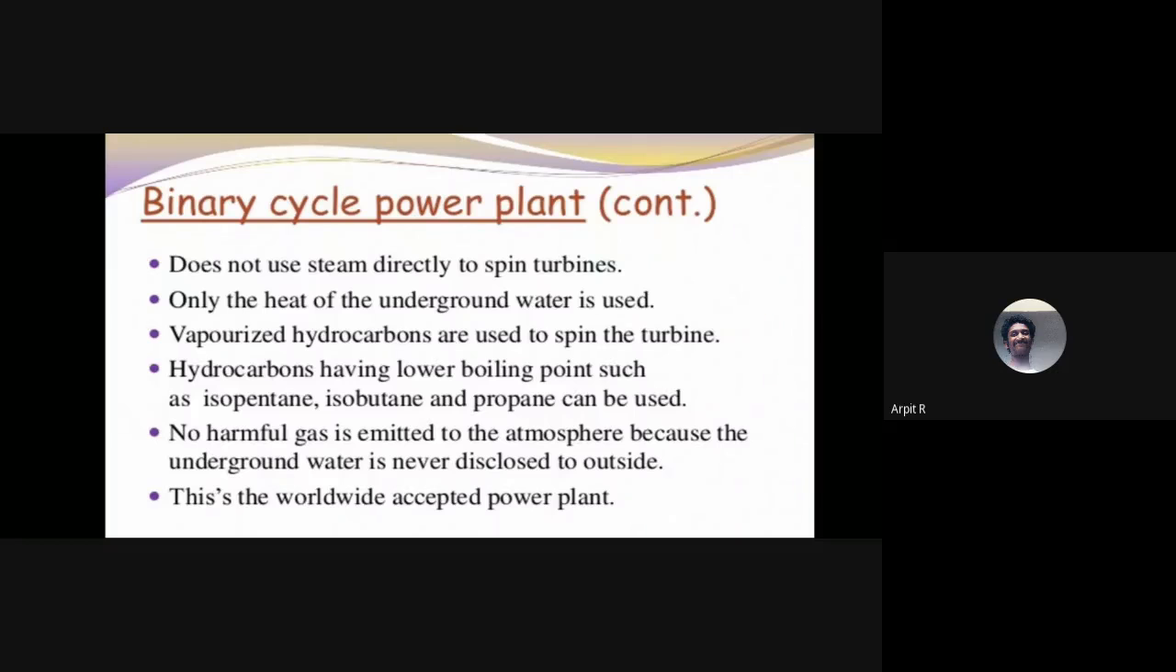This is the worldwide accepted power plant. The binary cycle power plant is the worldwide accepted power plant. Here, hydrocarbons having lower boiling points such as isopentane, isobutane, propane, and ammonia can be used. Only the heat of the underground water is used. These are the specifications.